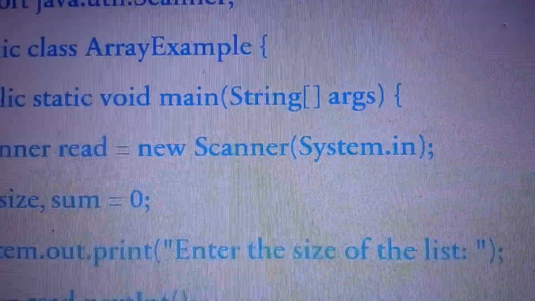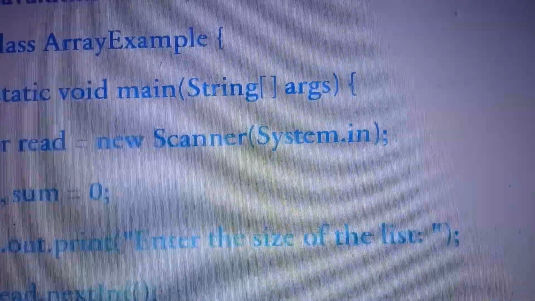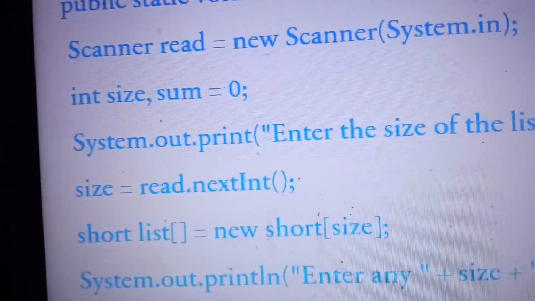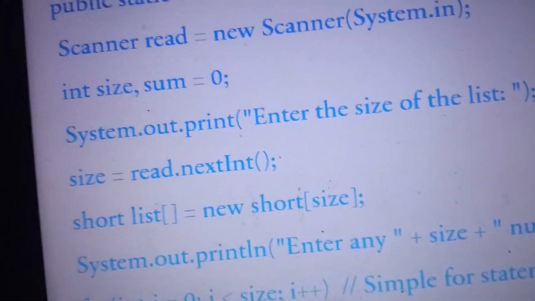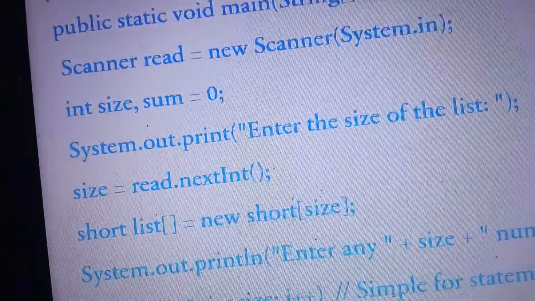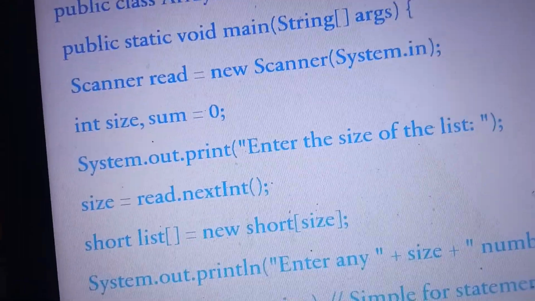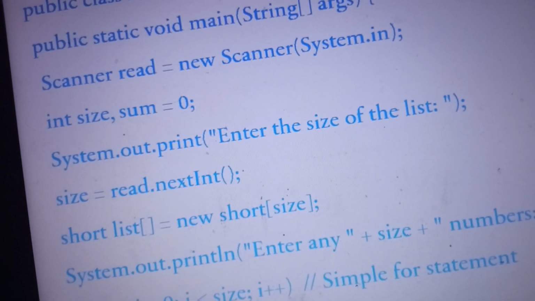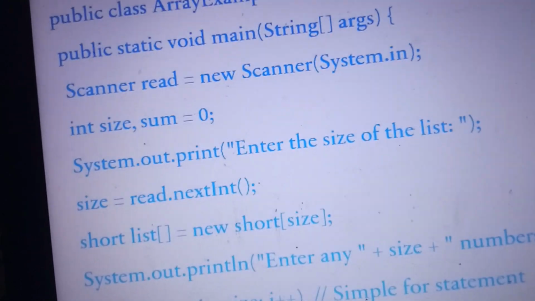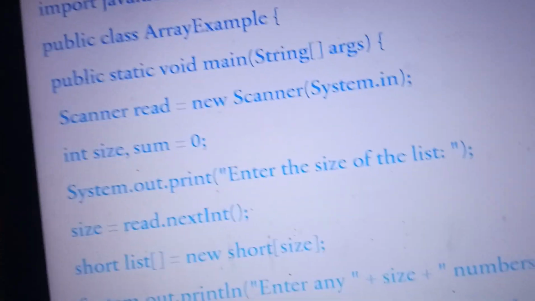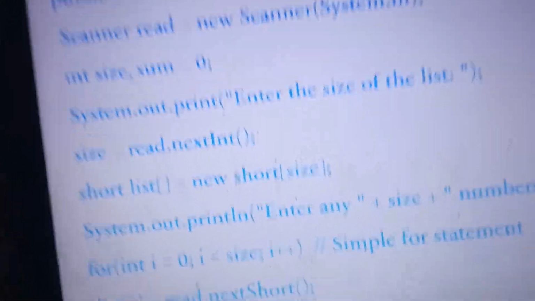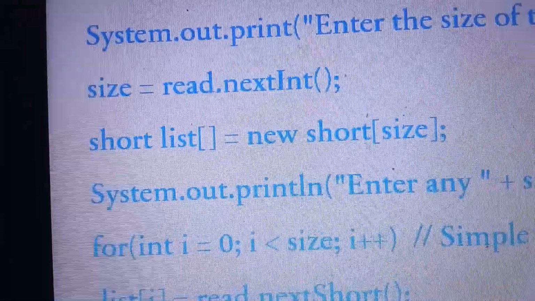Now Scanner read equal to new Scanner. It has one parameter, System.in, so it takes the input. Here I am declaring an integer type of value, so we use nextInt. If you need to read float values, nextFloat; nextChar; and likewise nextDouble. Like this we use the methods. So size equal to read.nextInt, so we assign the size dynamically.